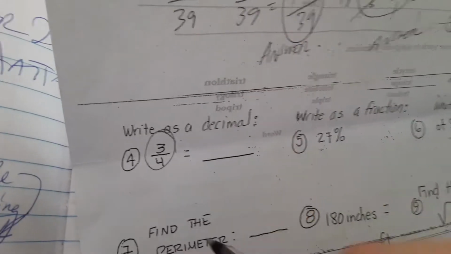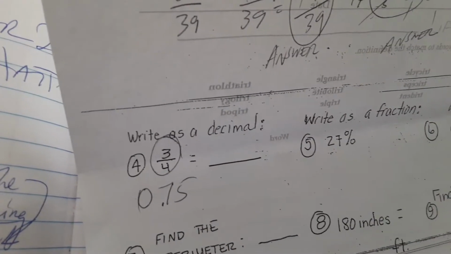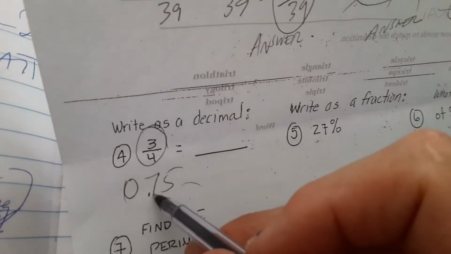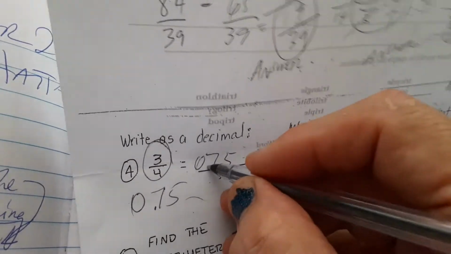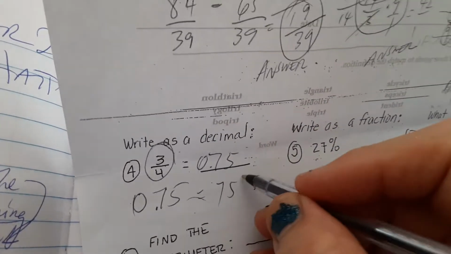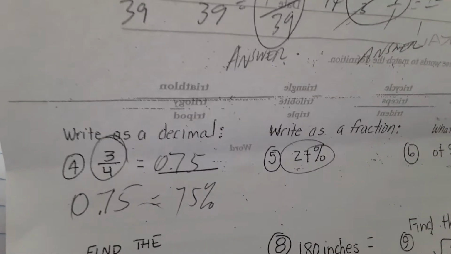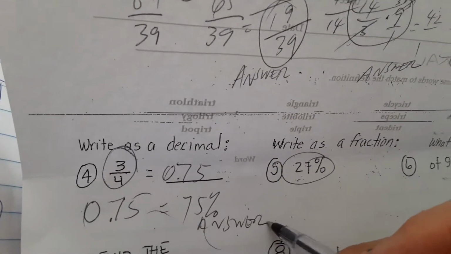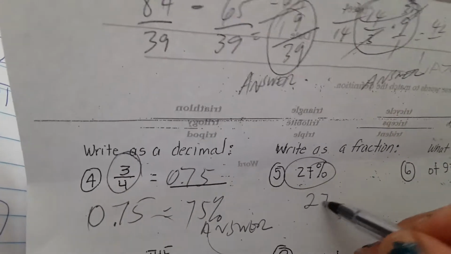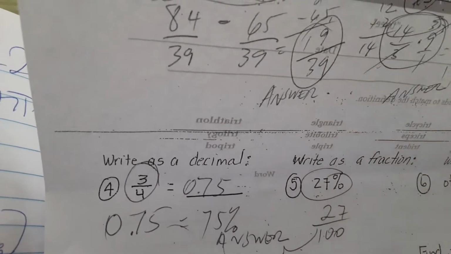It's about 1 each. Now 3/4, that's like 75 cents if we were doing dollars, right? So then you multiply. Well, that's like 0.75, which is the same as 75%. When you have 27, that's the answer. 27 is like 27 over 100. That's the answer.